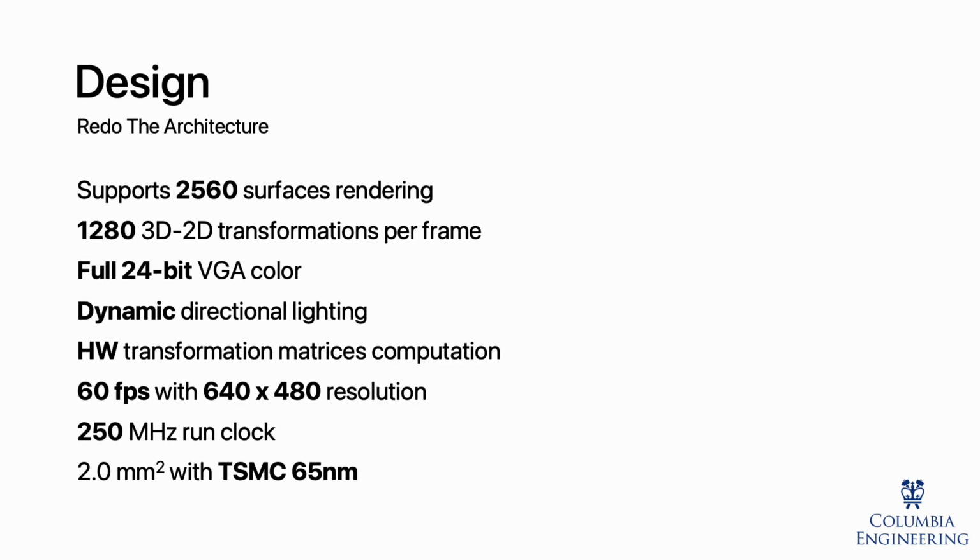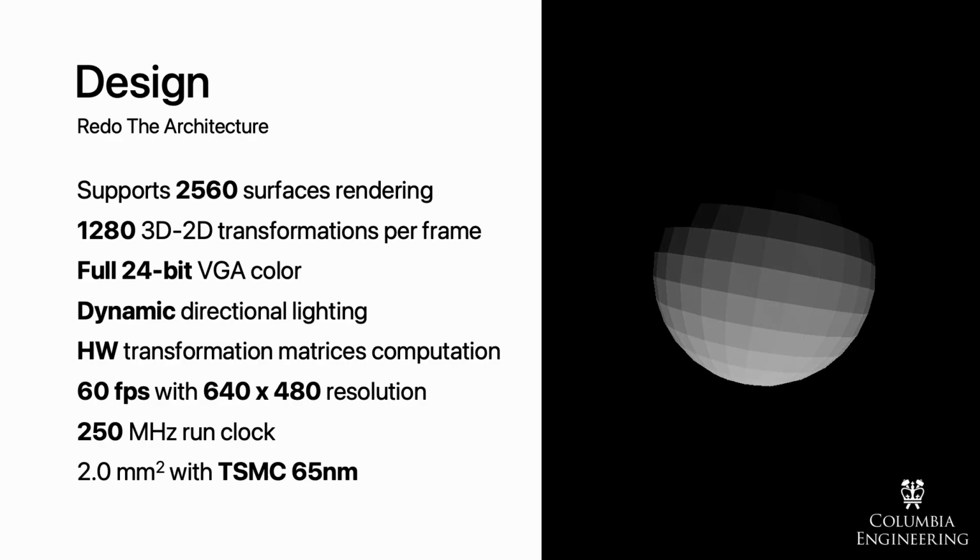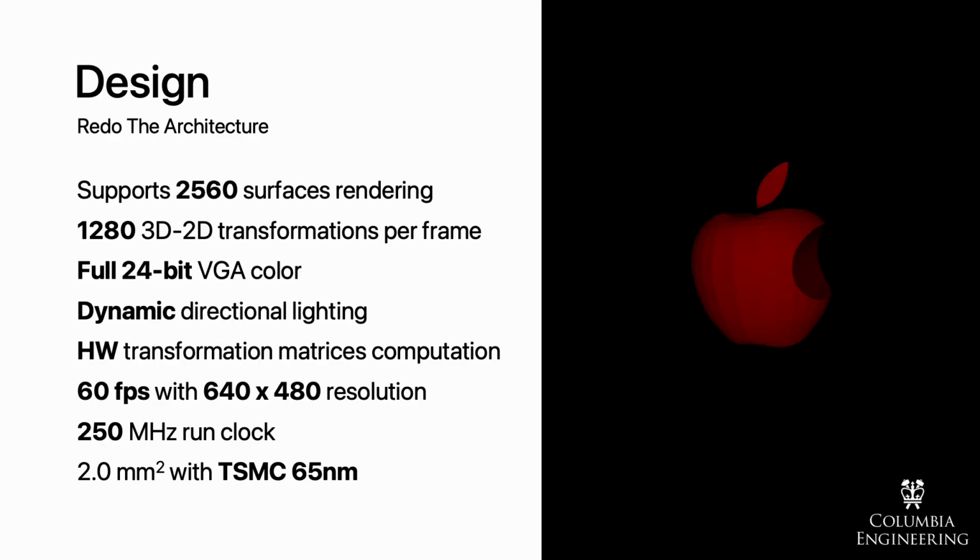Building on that baseline, we decided to take a significant step forward and define our own project. The new project renders objects with more than 2,000 surfaces and over 1,000 vertices. The chip also supports dynamic lighting effects with 24-bit VGA color, ensuring smooth transition on a surface boundary. Also, we aim to accelerate all the matrix computations in hardware. Overall, running at 250 MHz, the design can render 3D objects at a resolution of 640 by 480, 60 frames per second.